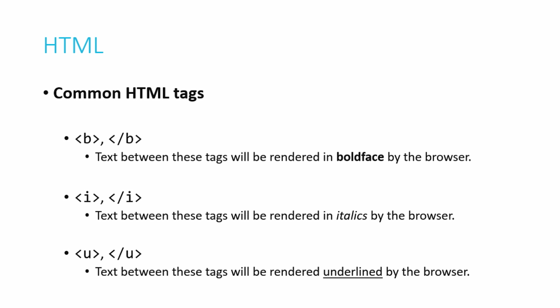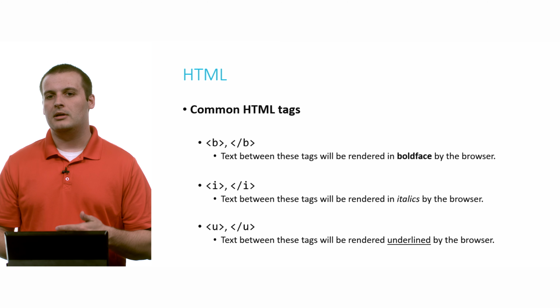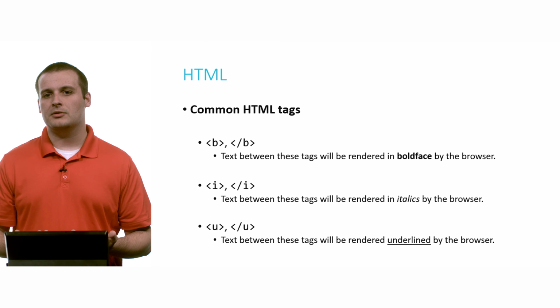So let's take a look at a couple of common HTML tags, and we'll jump and take a look at what these tags would also render as by looking at some files in my IDE. So here are 3 very basic tags for tweaking the visual appearance of text. There's B tags, I tags, and U tags, and respectively what they do is render the text between them in bold, italics, and underlining. So let's see what that would look like on an actual web page in my IDE.